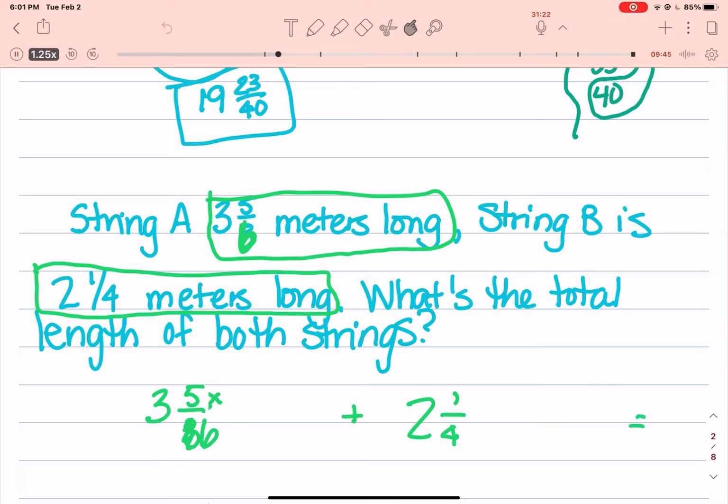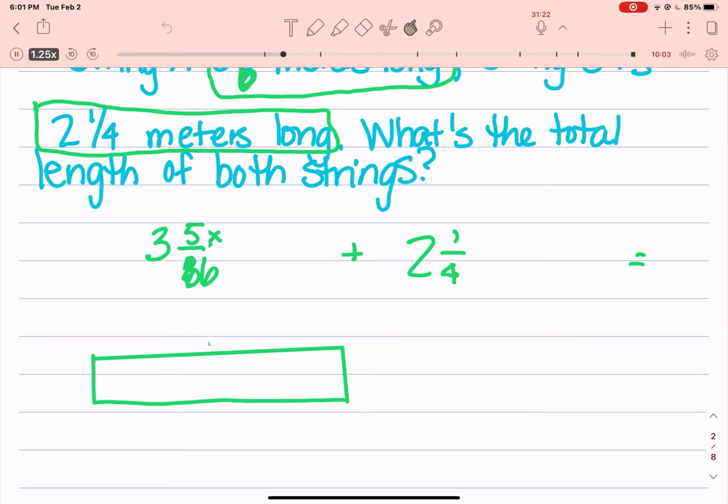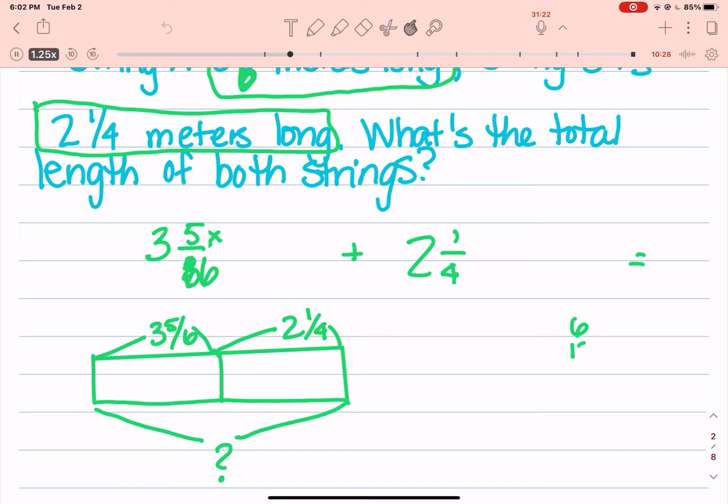So our common denominator. Draw the tape diagram that he drew. So he has 3 5/6, 2 1/4. And he wants to know how big this is. Total. Okay. Let's do our skip counting. 6, 12, 18, 24. And then our 4s. 4, 8, 12, 16, and there is our common denominator.